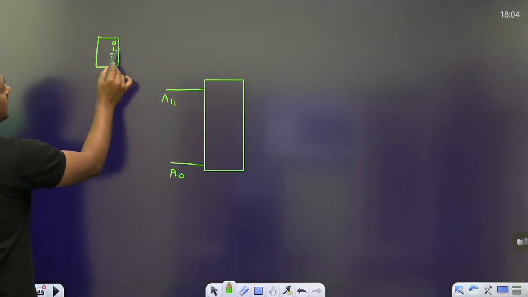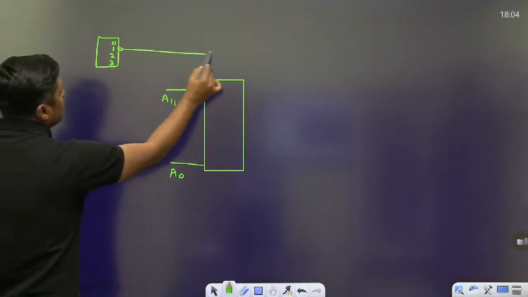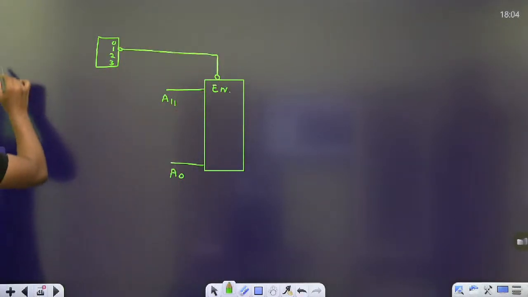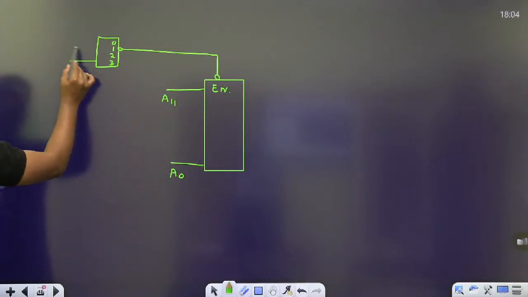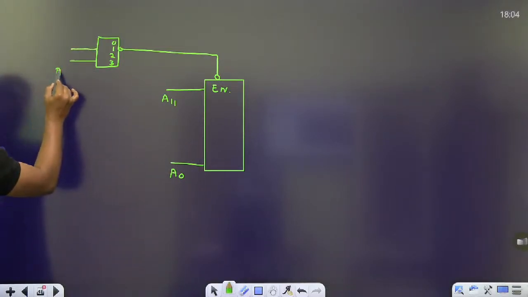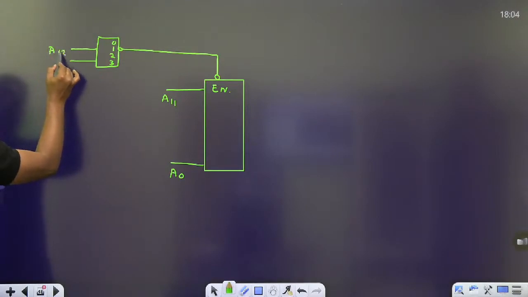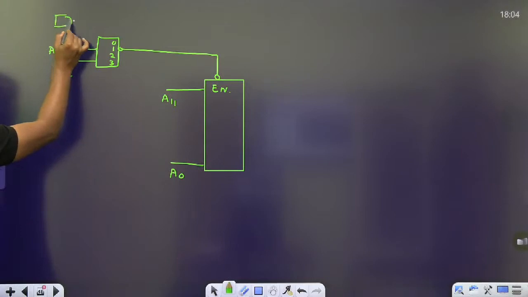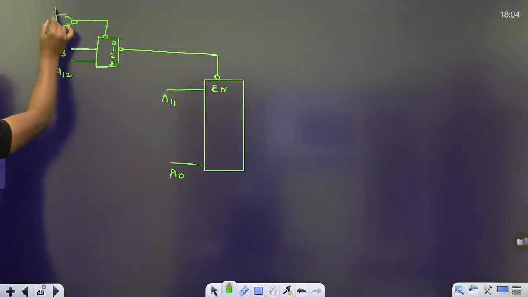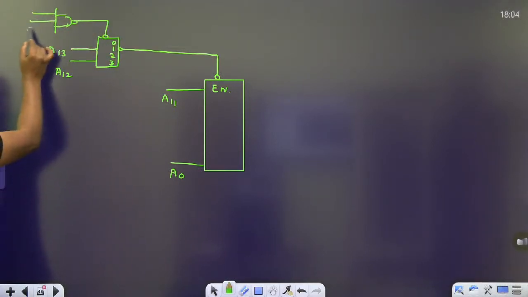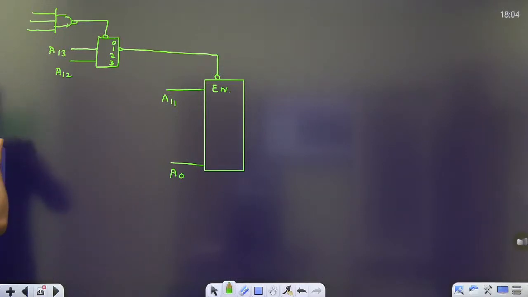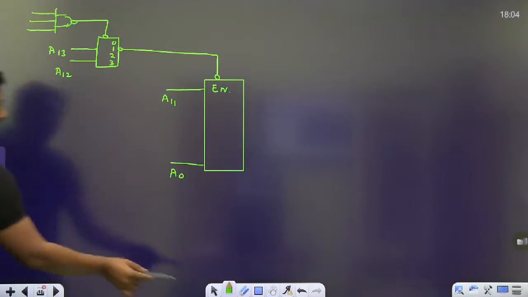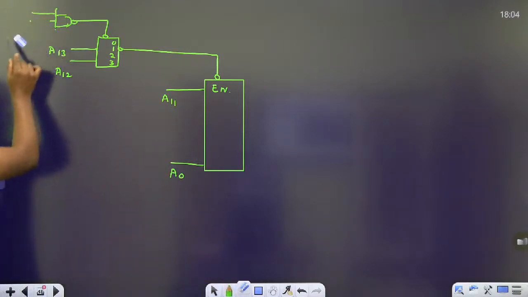This is a 4 line decoder with outputs 0 to 3, and this is active low. One is connected here, this is the enable pin. We have to use only 2 lines here, right? A11, A12, A13. Now here we are using the NAND gate to enable this decoder, and here we are using the 2 lines, A14 and A15.